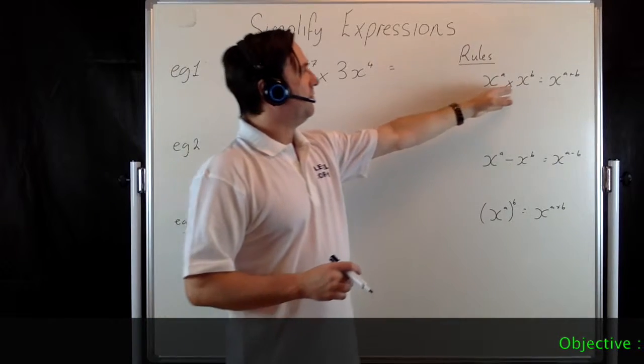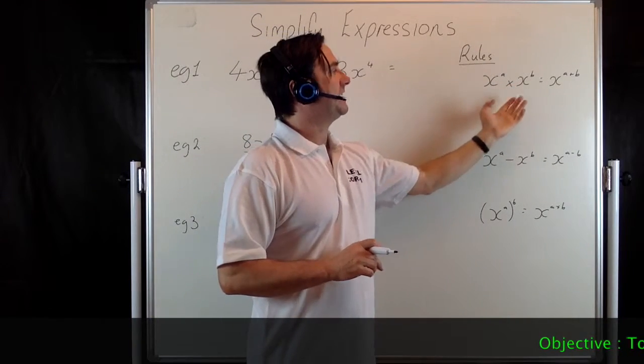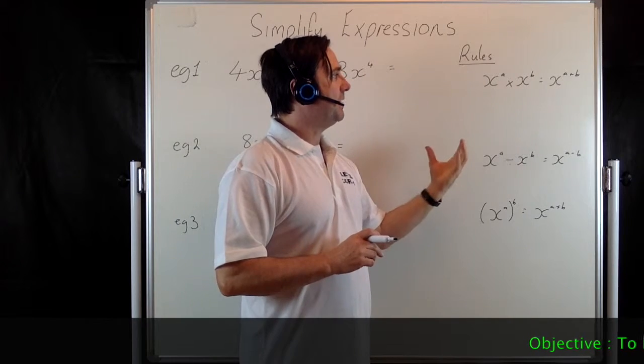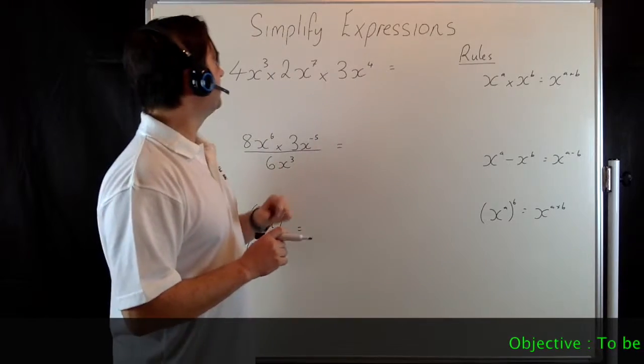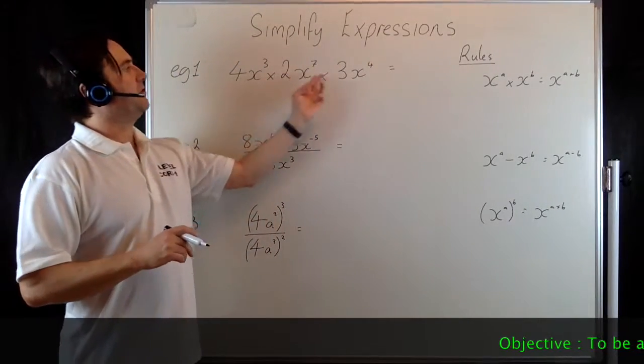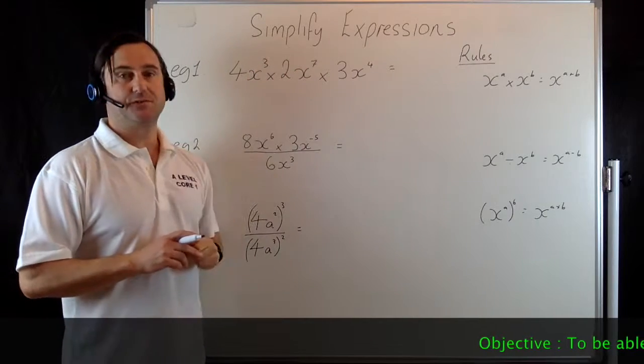Our first rule, the multiplying rule. If you've got x to the a times x to the power of b, that becomes x to the a plus b. So for our first one here, we're timesing three indices together. So we're going to add our powers.